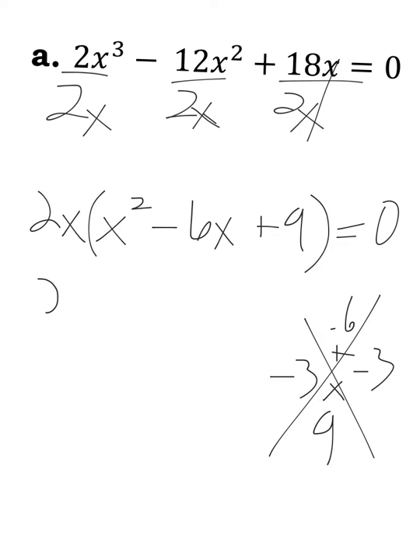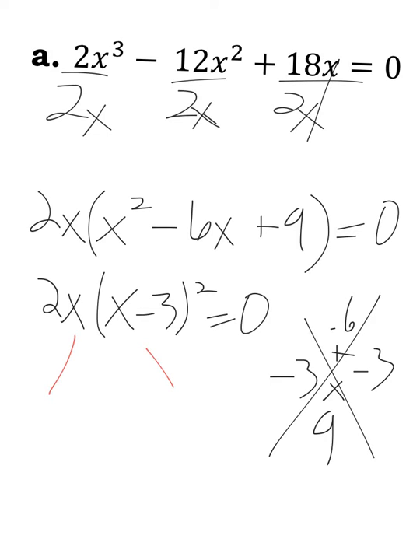So I'm going to say 2x times (x minus 3) squared equals 0, because it was minus 3 twice. So the solving is, wherever you see an x, set that equal to 0. So 2x equals 0, and x minus 3 equals 0. Well, 2 times what number equals 0? Well, anything times 0 is 0. So x equals 0 here.